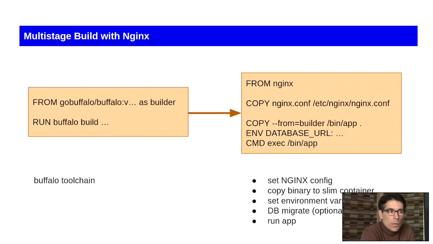So that's great, but what if we wanted something other than Alpine to run our final application? We could make some minor changes to use Nginx, and that would give us more security and configuration to manage web requests. So we could change from Alpine to from Nginx, copy our Nginx configuration into the container, and do everything else we did before. Copy the binary, set our environment variables, and run our app.